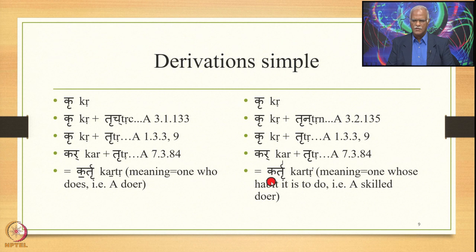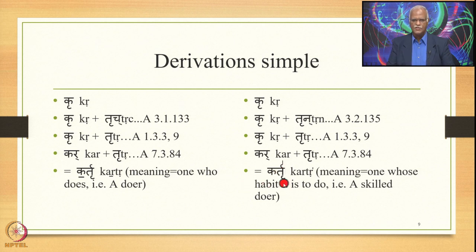and this anudatta comes immediately after an udatta, and therefore this anudatta is converted into a swarita, udatta danudattasya swaritaha, and so there is a swarita mark, a vertical bar on top of ru. This is what is kartru with initial vowel udatta. The meaning over here is not just one who does, but one whose habit it is to do. That means a skilled doer. So that is the meaning difference.